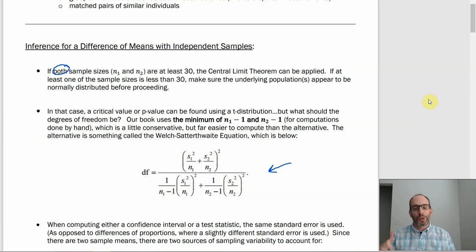And actually, if you have StatCrunch do all the computation for you, it will use the Welch-Satterthwaite equation to get the degrees of freedom. So it'll give you, I guess, a more precise approximation than the minimum of n1 minus 1 and n2 minus 1.